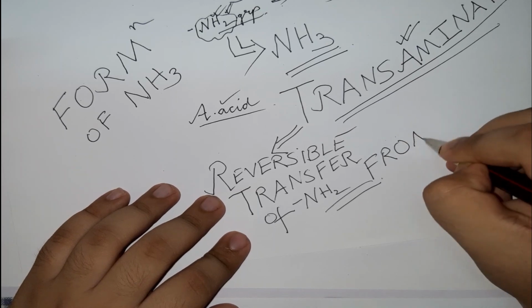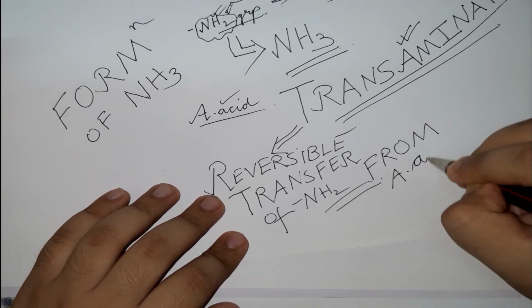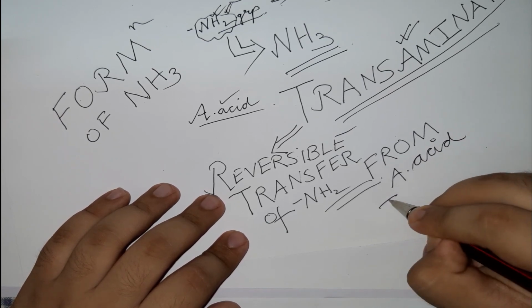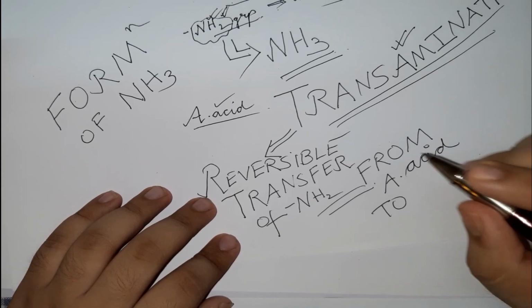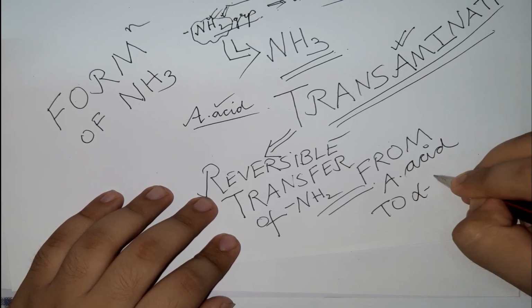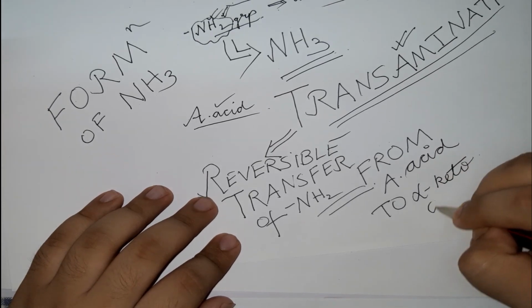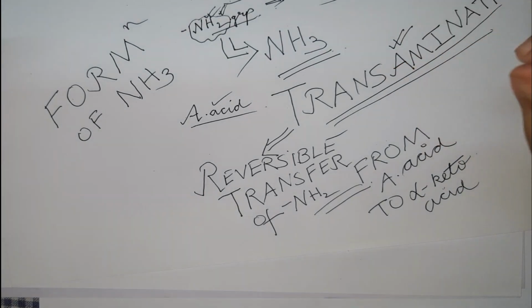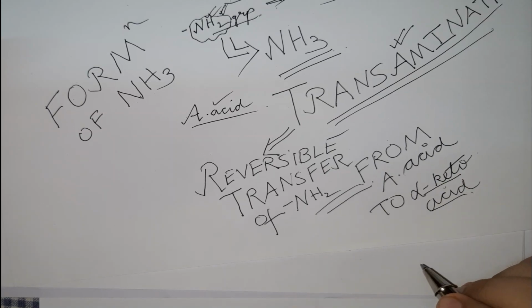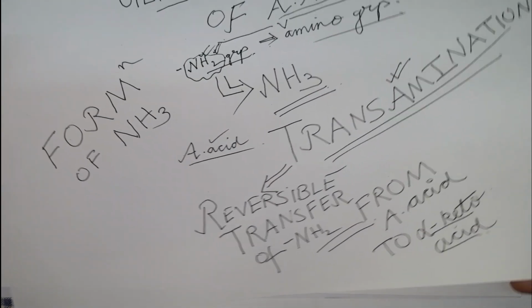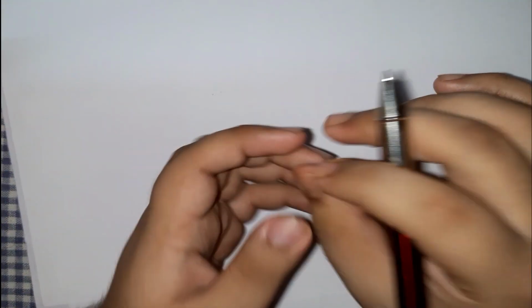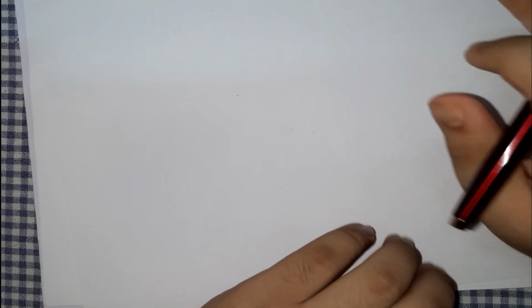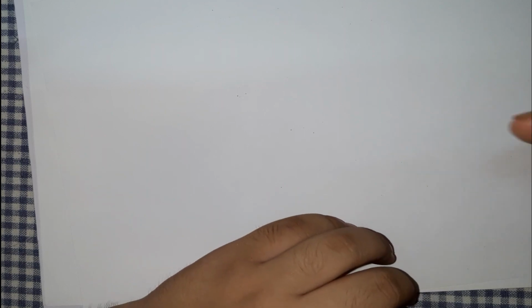From, I said, from an amino acid, to what we say to be an alpha keto acid. Now we come to a very, very important thing, that is the alpha keto acid. What is happening? Let me give an example and this would perhaps be clearer. Just as I said in the definition, it is a reversible transfer of an amino group from an amino acid to an alpha keto acid.